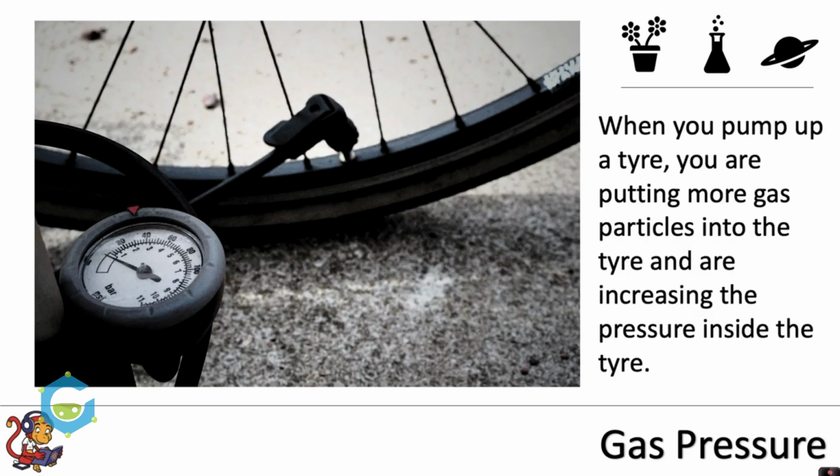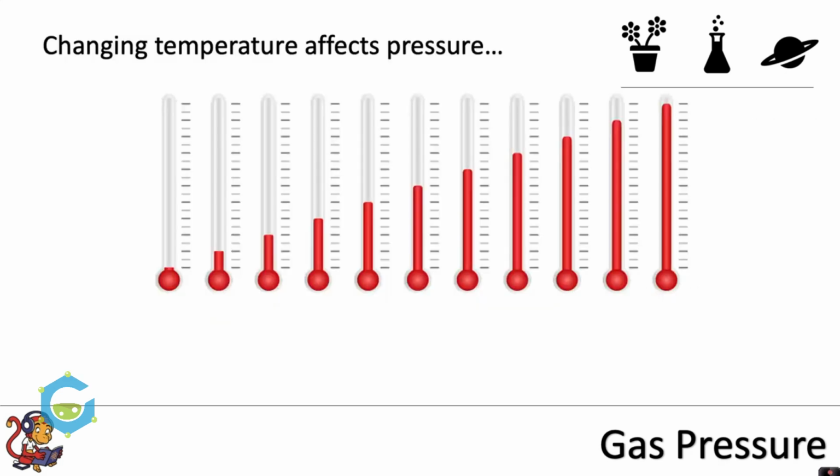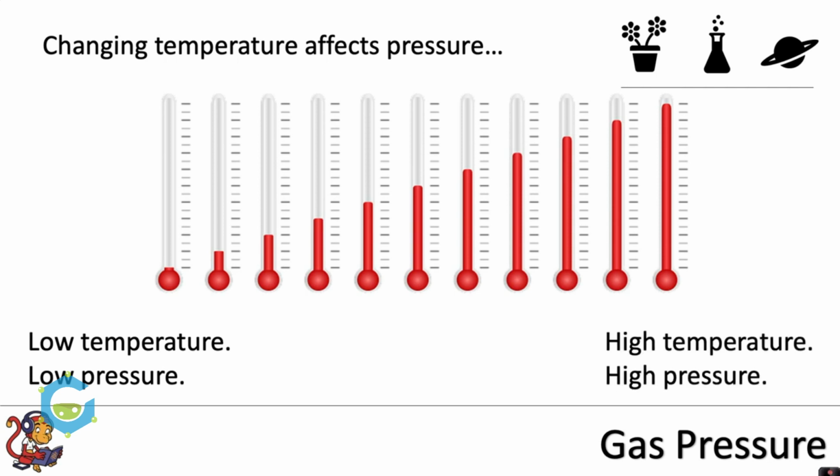Another example, when you pump up a tyre, you are putting more gas particles into the tyre and are increasing the pressure inside the tyre. Changing temperature also affects pressure. If you increase the temperature of a container, you will increase the pressure inside it. So at low temperatures, there is low pressure, and at high temperature, there is high pressure.